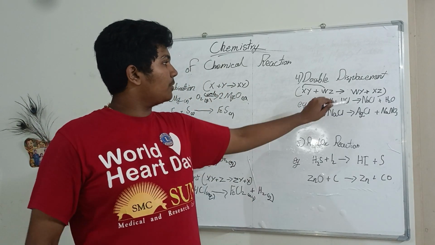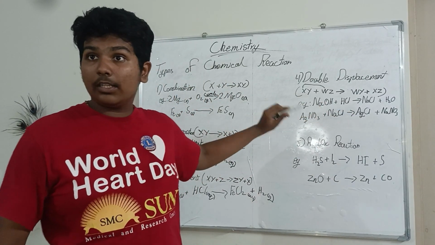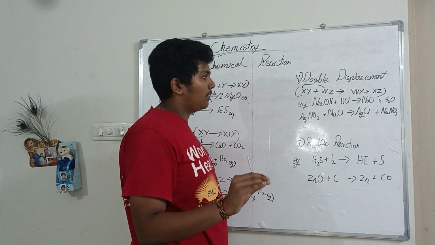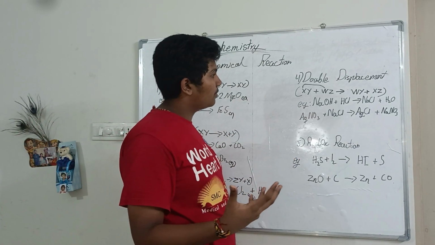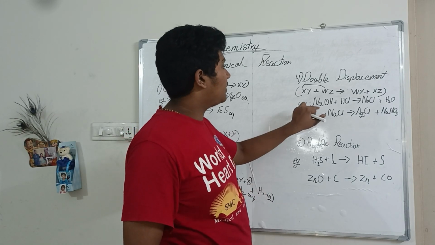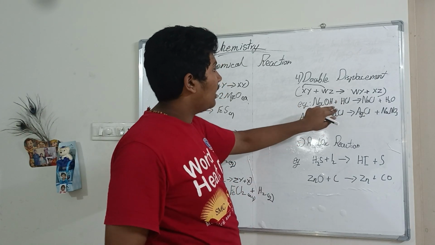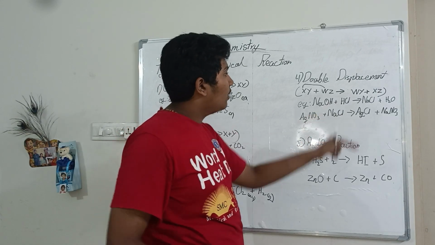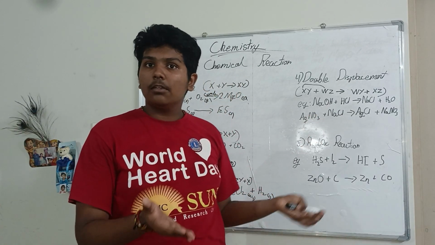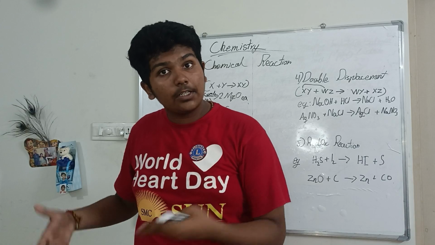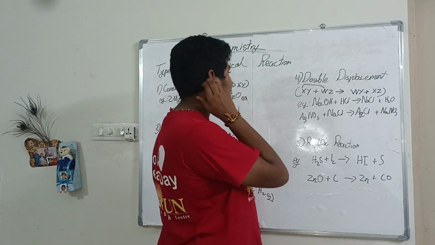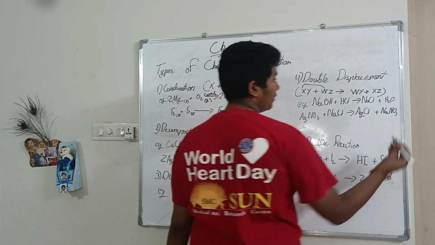So which forms WY plus XZ. In the given example here, NaOH plus HCl, what does it give you? NaCl. It is taking this Cl. This is hydroxide now, and hydrogen, which will form, what is hydrogen plus hydroxide? Water. So the H2O will be liquid.